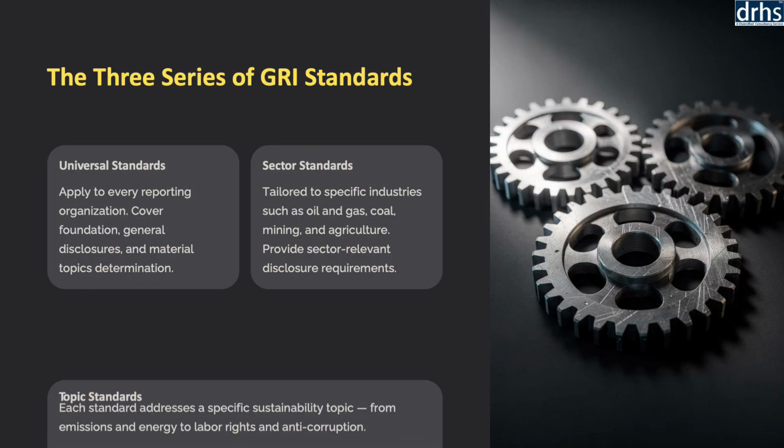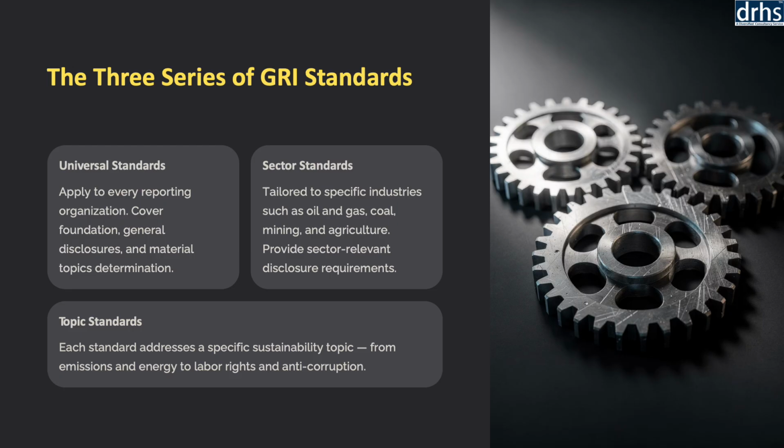Complementing both are the topic standards, which provide detailed metrics and disclosures on particular sustainability issues, ranging from climate change and energy consumption to labor rights and anti-corruption. This allows organizations to address material topics with depth and precision. Collectively, the 3 series operate as an integrated system, analogous to interlocking gears, driving comprehensive, transparent, and comparable sustainability reporting while enabling organizations to align disclosures with their unique operational and impact profiles.